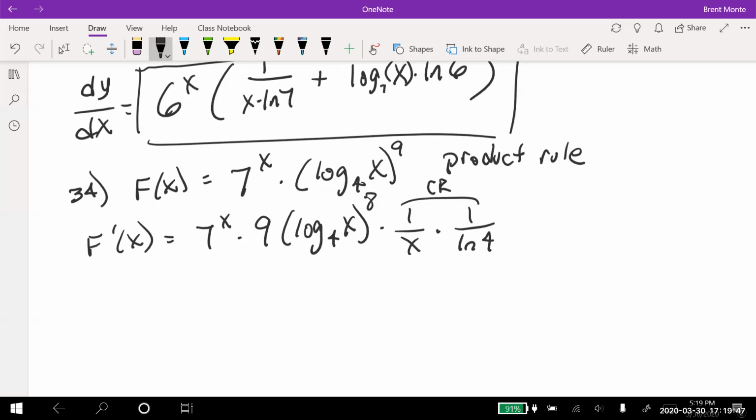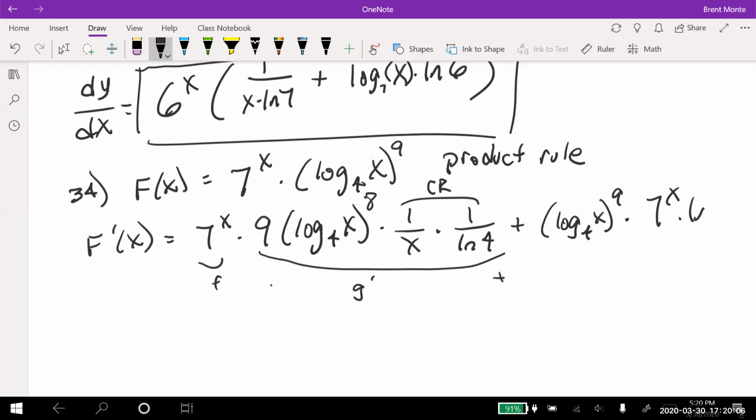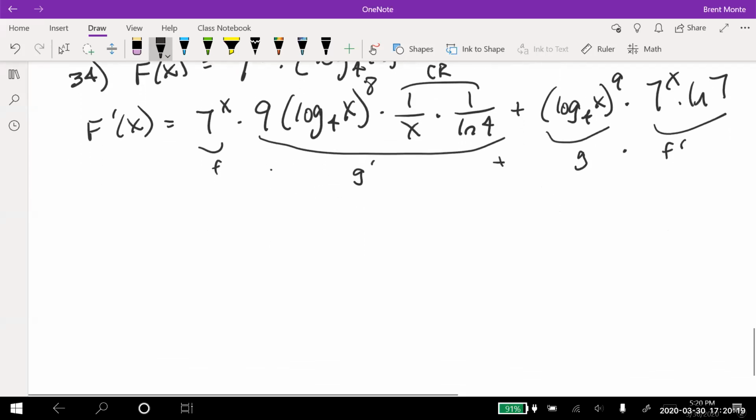So that was the first. All of this is times the derivative of the second, plus the second, log base 4 of x to the 9th times the derivative of the first. 7 to the x times ln of 7. So the second times the derivative of the first. That's it. It's kind of a mess. We'll factor out some stuff. We'll clean it up a little bit.